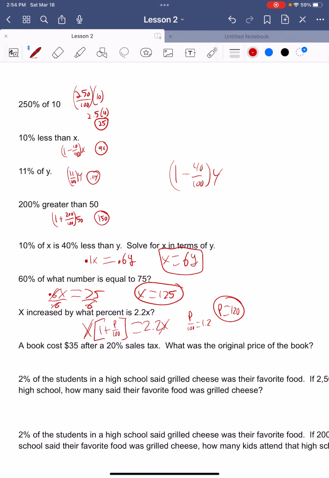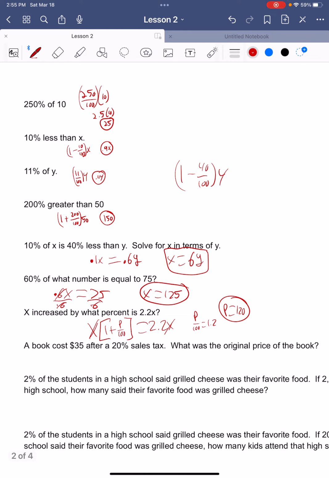A book costs $35 after a 20% sales tax. What was the original price of the book? Okay, this one is like this question where it's not just a percent, 20% of 35. We have to do something different. So a book costs $35 after a 20% sales tax. That means if we increase the price of the original by 20%, we're going to get the $35.